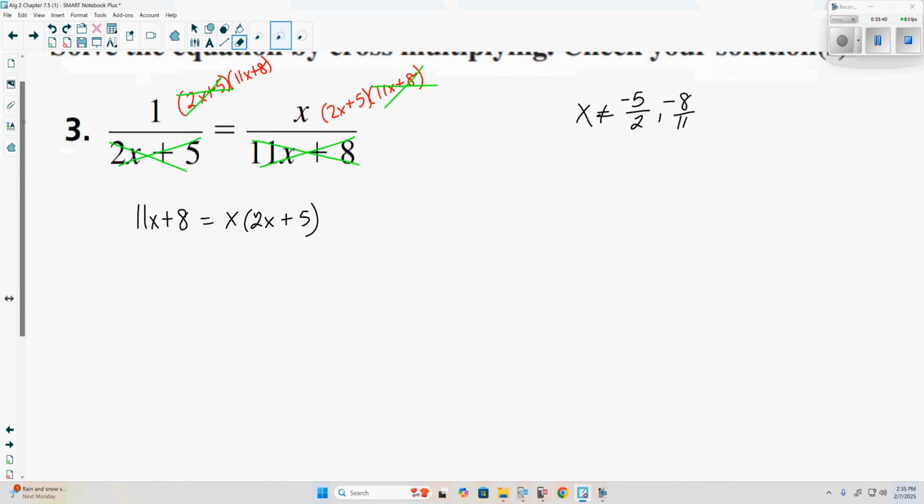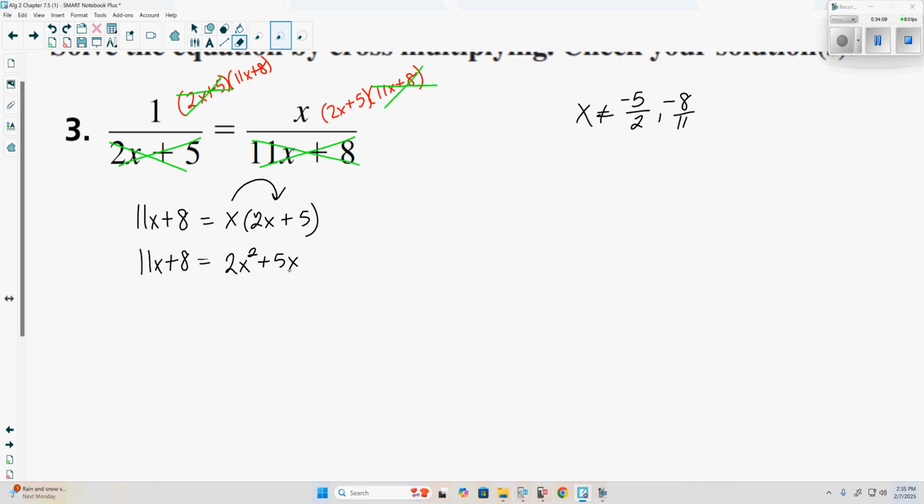So when we multiply through, we have 11x plus 8 is equal to x times 2x plus 5. 11x plus 8, there's no like terms, there's no parentheses to distribute, so we're good there. Other side, we'll distribute our x, giving us 2x squared plus 5x. Since we don't have a power greater than 1, we can get x on one side and everything else on the other, yes?